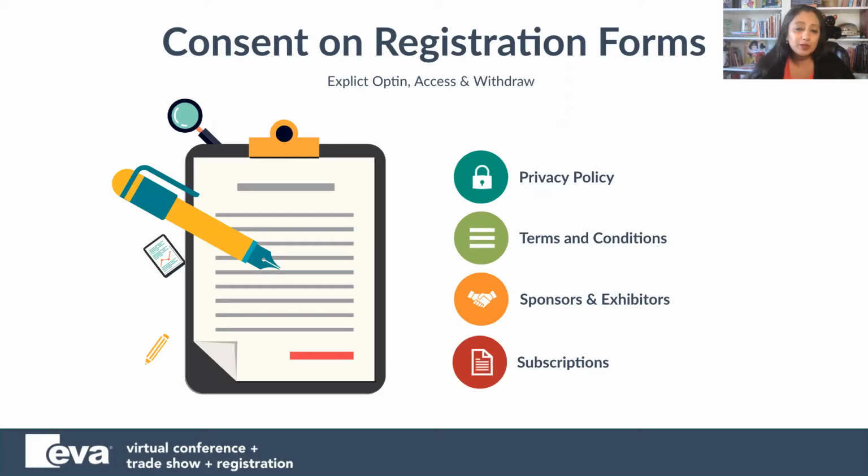And then, of course, subscriptions. Anytime you want to add anyone to a newsletter subscription or a blog, you need to get their explicit consent there as well.